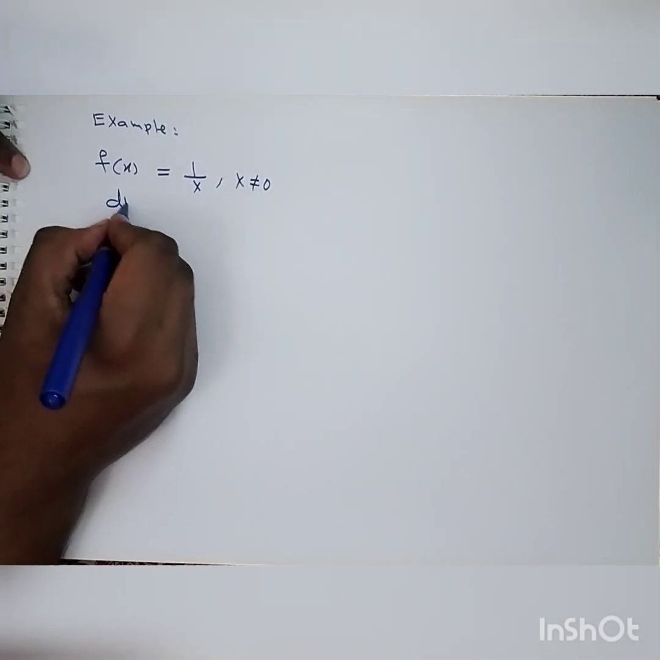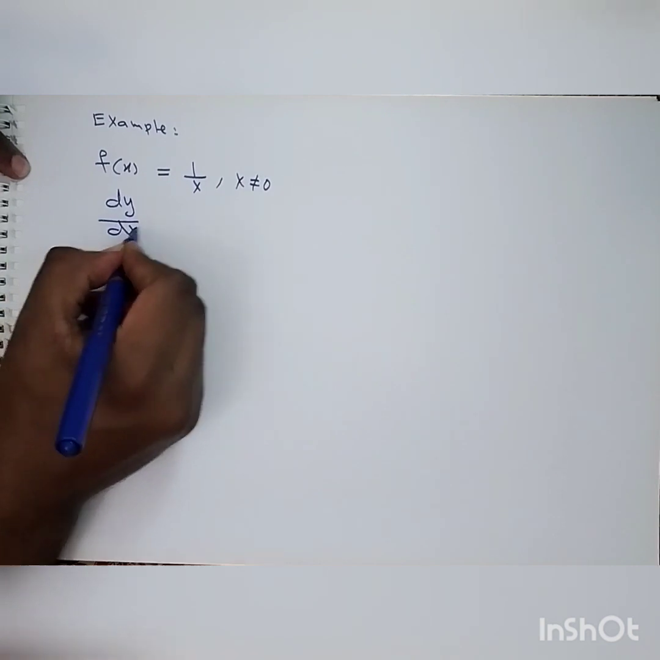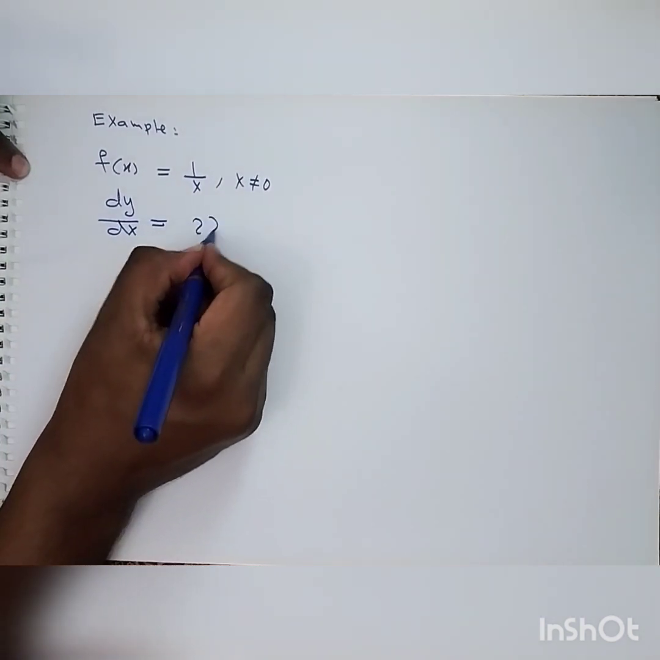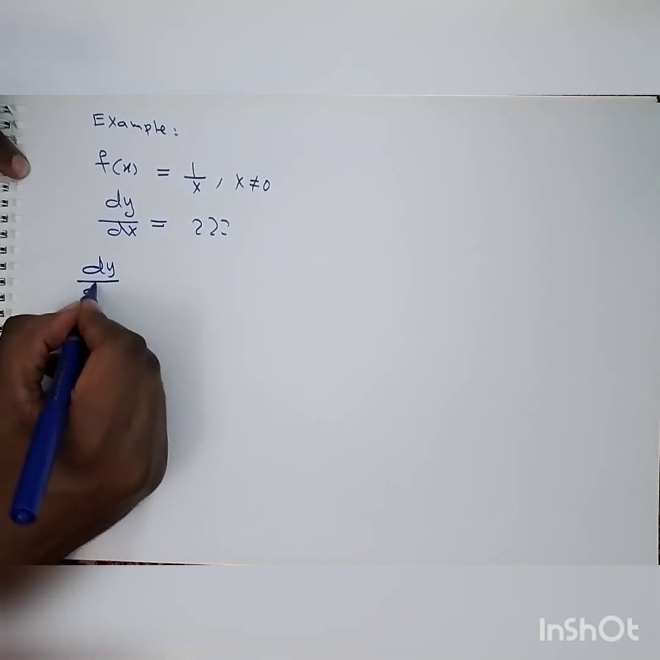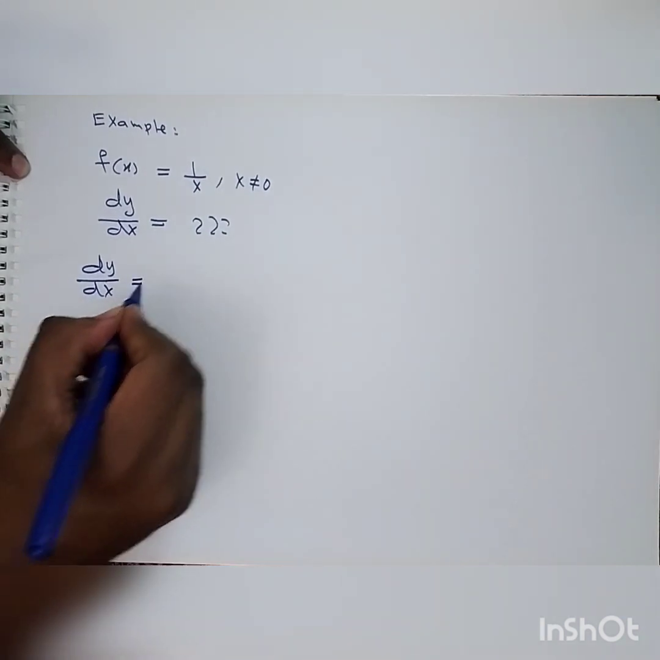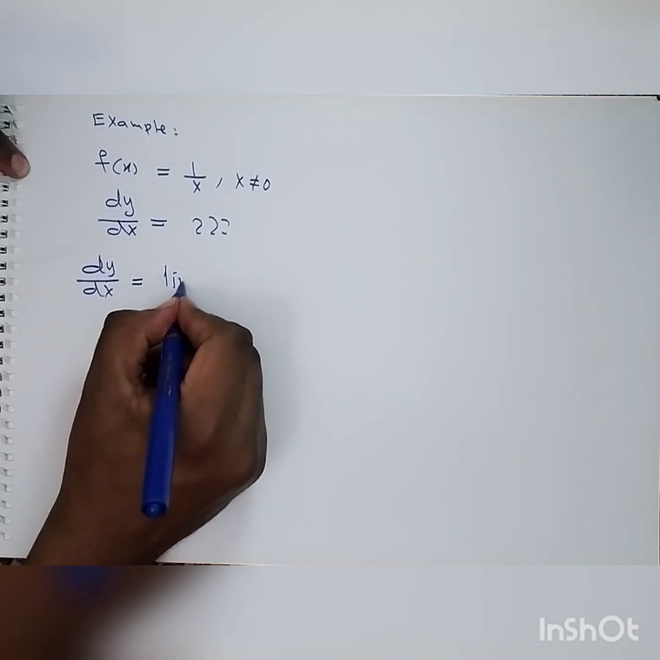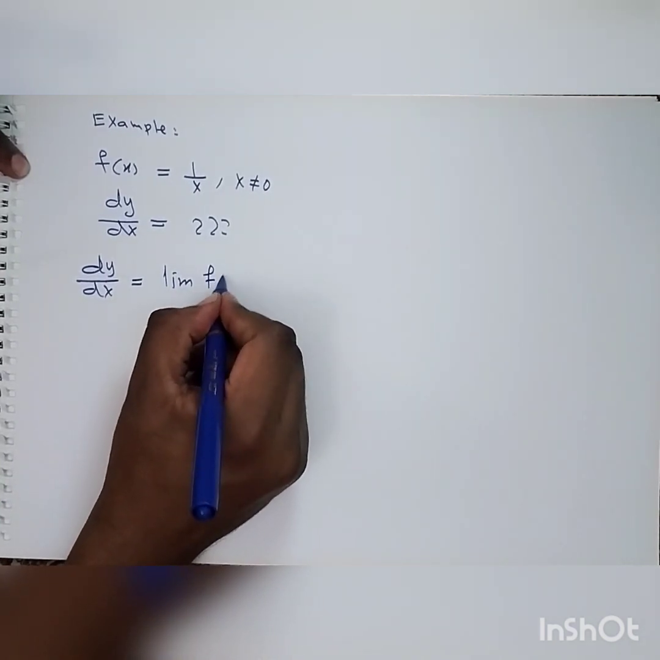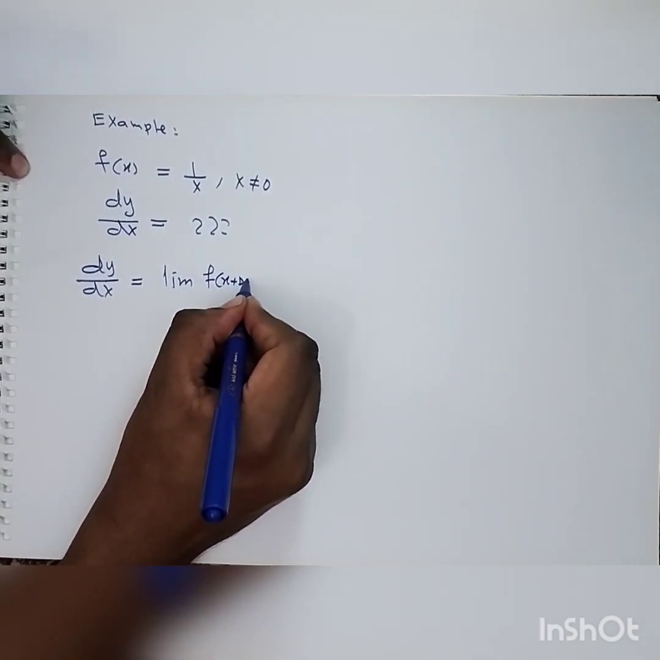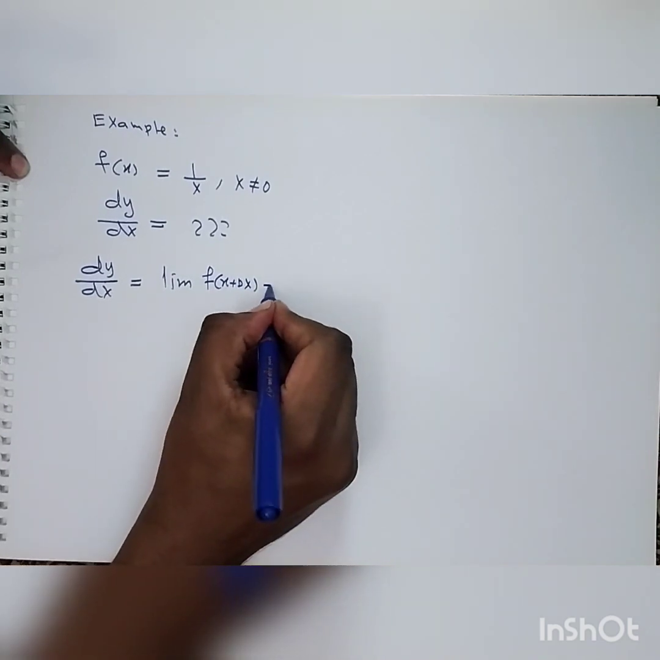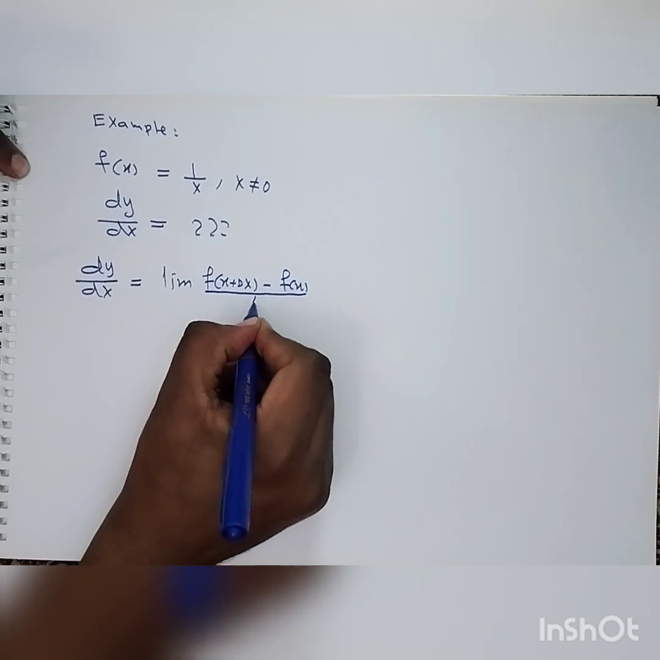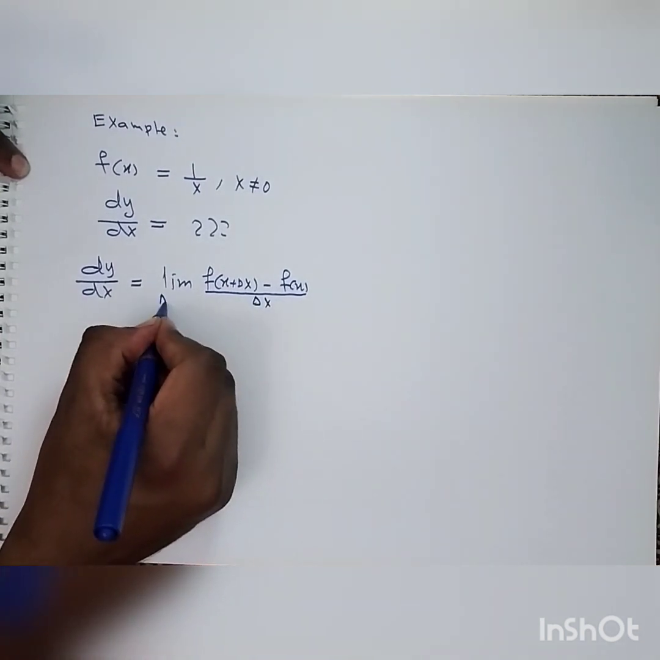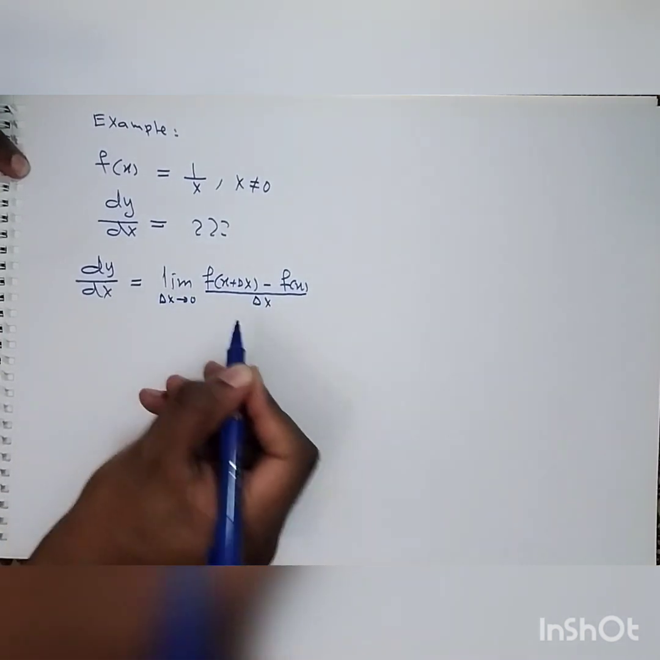That means what we want is dy by dx. So this is what we want. We already know that dy by dx, by definition, is the limit of f of x plus delta x minus f of x, divided by delta x, as delta x approaches 0.